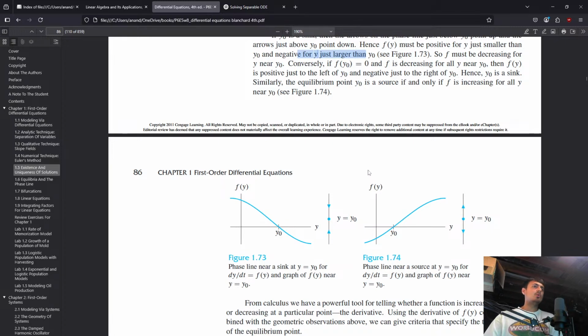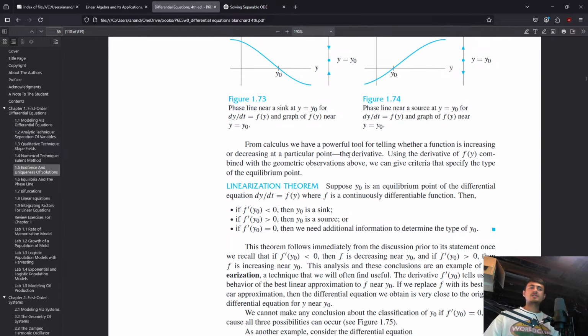So these pictures show why if f prime of y is less than 0, then it's a sink, because for y less than y0, f of y is going to be greater than 0, and for y greater than y0, f of y is less than 0. Okay, great.